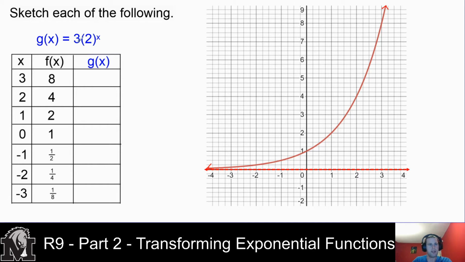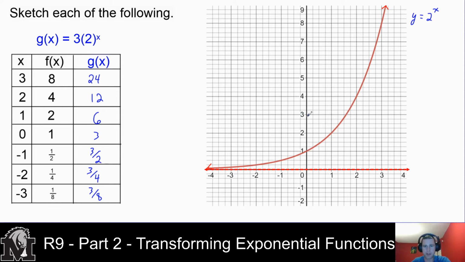Here we have 3 multiplying our previous y value. So 3 times 8 is 24, 3 times 4 is 12, 2 times 3 is 6, 1 times 3 is 3. And then we get some awesome fractions like 3 halves and 3 quarters and 3 eighths. So 3 was multiplying our original function, y equals 2 to the power x, so each time we multiply by 3. In terms of how this affects the graph, it's a vertical expansion by a factor of 3. So we're multiplying all of the y values by 3.